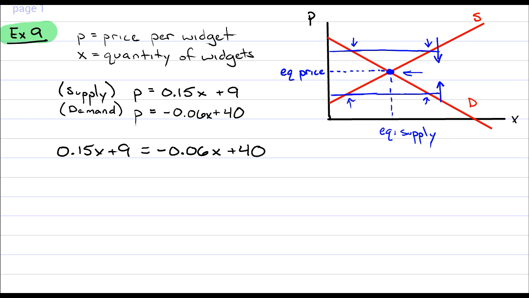So first thing I do is I add 0.06X to both sides. That's going to give me 0.21X. And then I subtract 9 from both sides, and that's going to give me 31. So then I divide both sides by 0.21, and that's going to give me 147.62. I was asked to round to 2 decimal places, so 147.62 widgets. So that is the equilibrium supply.